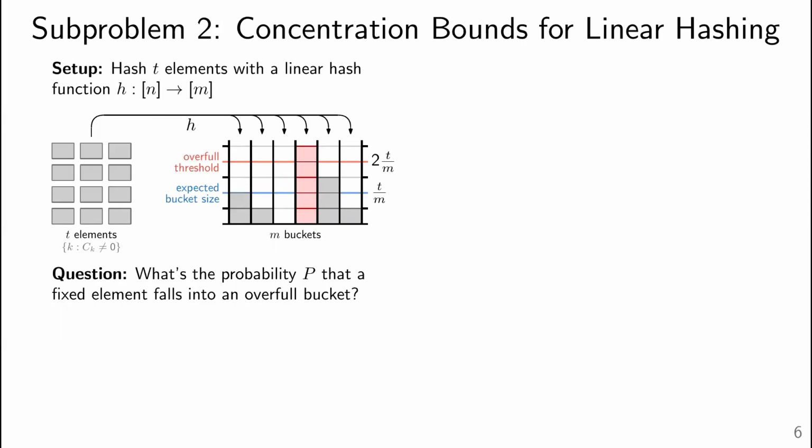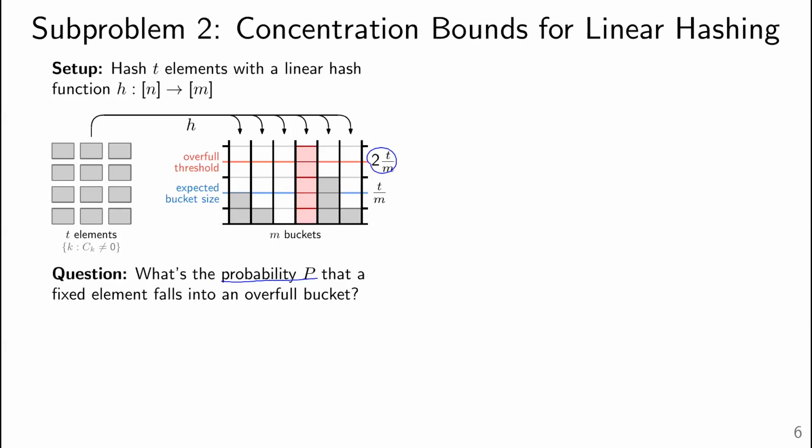We have t elements which are hashed with a linear hash function, and we'd like to bound the number of elements which fall into overfull buckets, so into buckets of size at least 2t/m, which is twice the expected number of elements in a bucket. So for that, we'd like to bound the probability p that a fixed element falls into an overfull bucket.